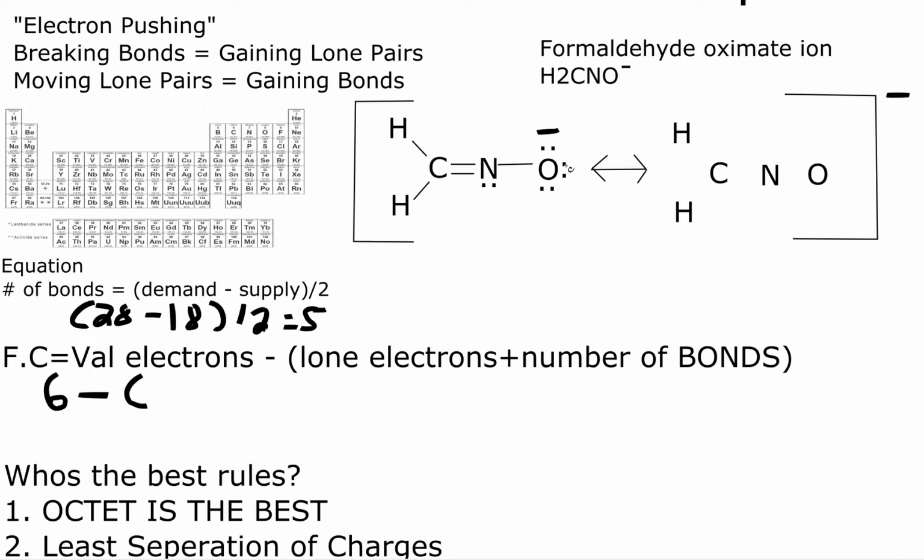1, 2, 3, 4, 5, 6. Plus the number of bonds, it has 1 bond. So that's 6 minus 7, which equals -1. So that's where our negative charge comes about.